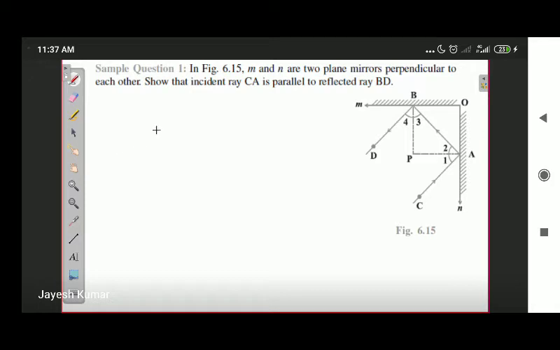Today we are going to complete chapter number 6. We are going to complete it with this question. This is a subjective question. After that, I will discuss some objective questions with you. Okay. So let us start with it.